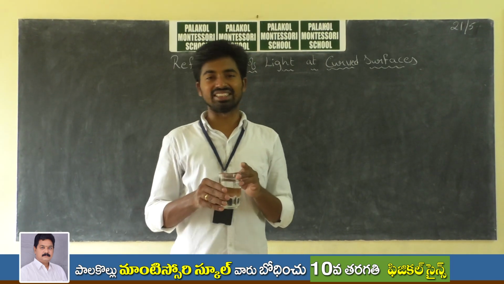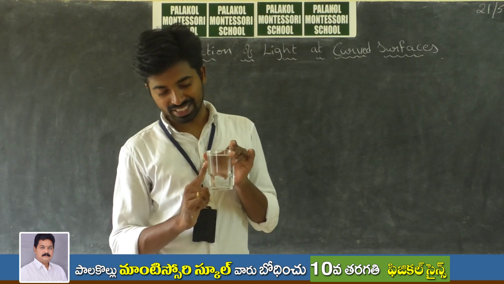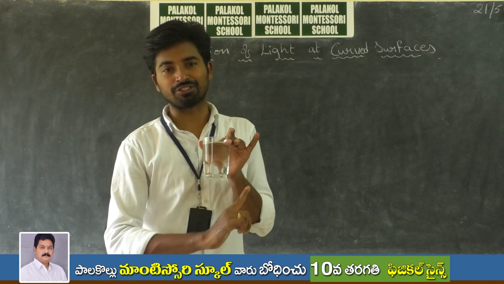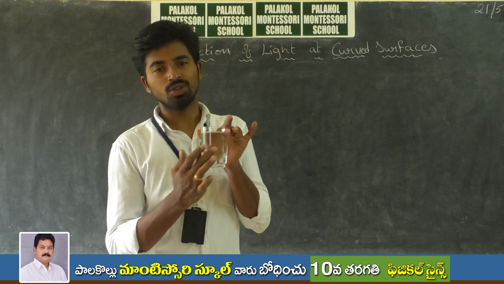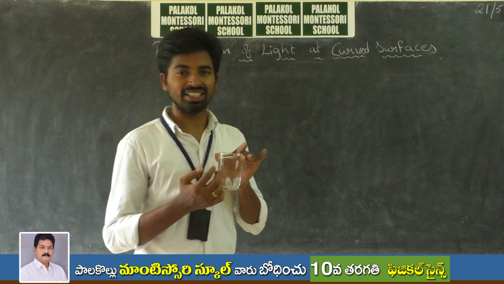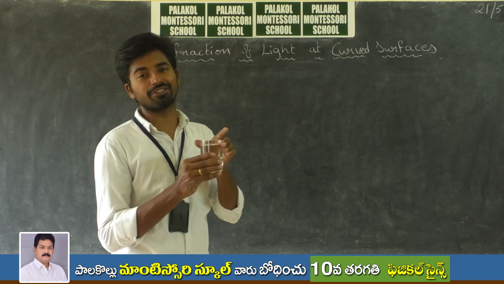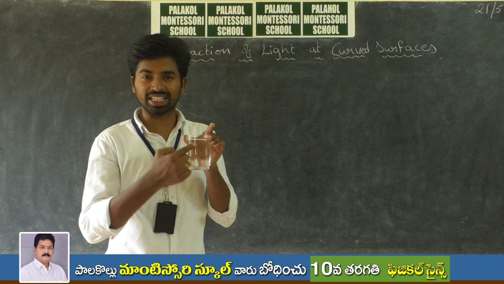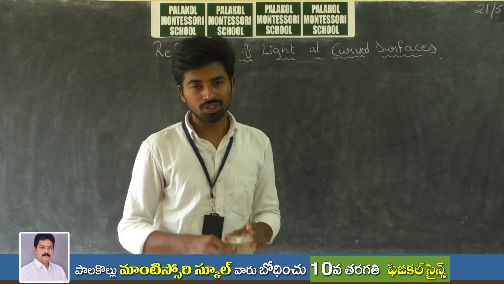How did this occur? Here if you observe, this is the air medium, and here the surface is a curved surface. Here the glass beaker has a curved surface. This phenomenon can be explained with the help of refraction of light at curved surfaces. Here the surface is not a plane surface. Here the surface is a curved one.